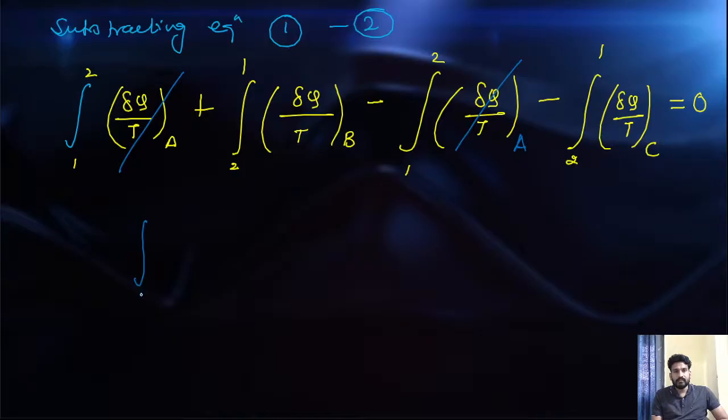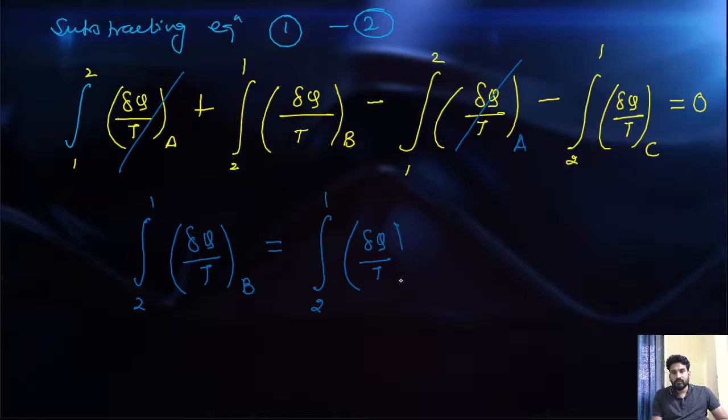I can write this. Please let me know. Can I write this or not? From 1 to 2, del Q over T for the B process is equal to the integral from 2 to 1 del Q over T for the C. Can we write this? Please let me know, guys. Yes or no? If I can write this, then let me know so that I can comment on some points about this.